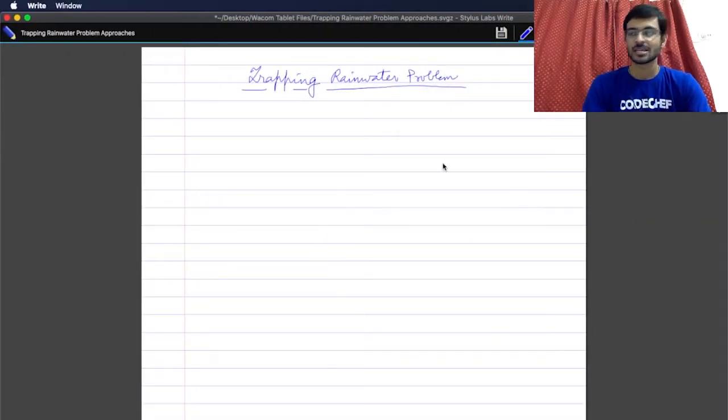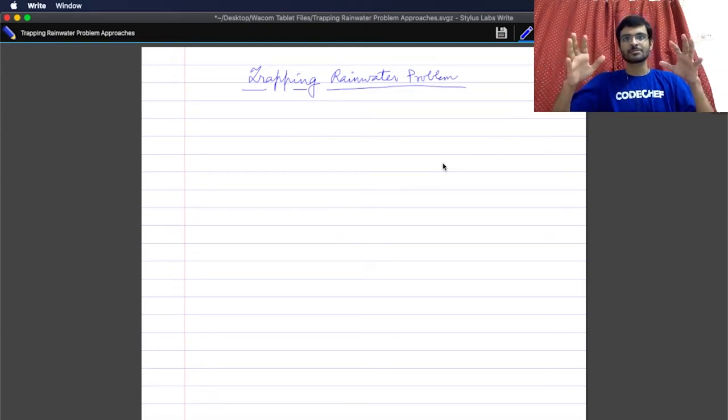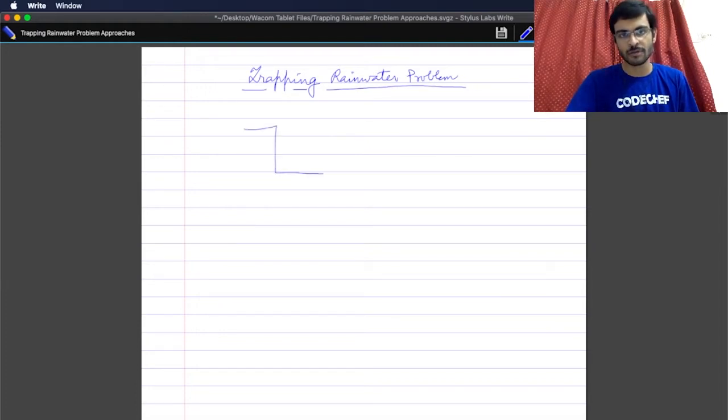The trapping rainwater problem is basically this: you might be aware of the term rainwater harvesting. Some structure is built so that if there is this kind of topography, water gets stored over here. We know how, according to Pascal's law, water gets stored.